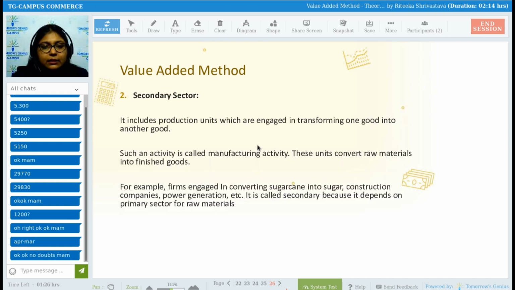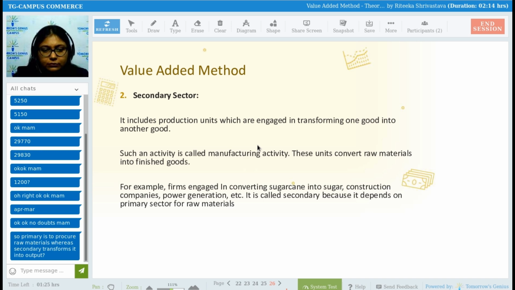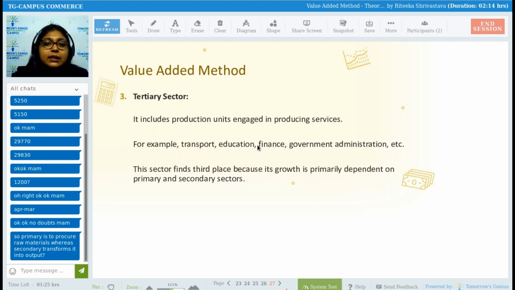Okay. Next, secondary sector. Again, read it. Yes, the primary sector is the sector which takes out or brings the raw materials. The secondary sector will convert those raw materials into finished goods. Yes. And third is the tertiary sector.